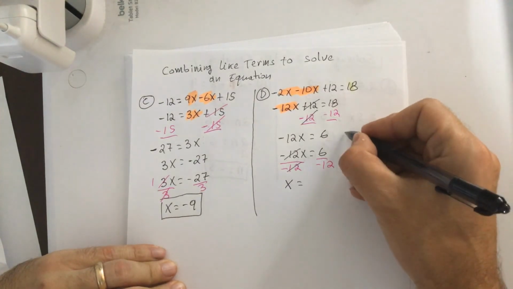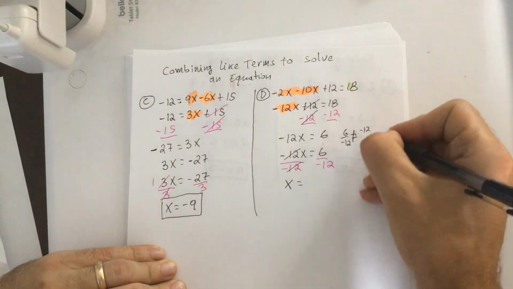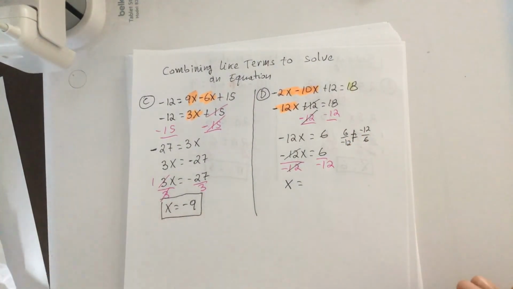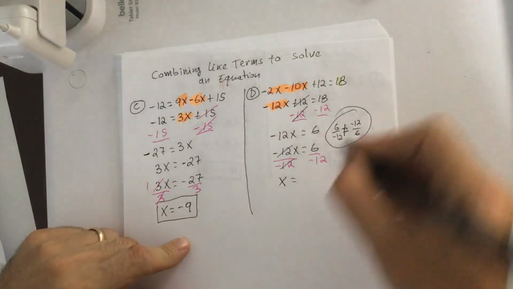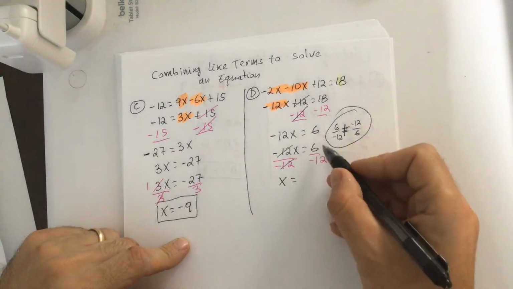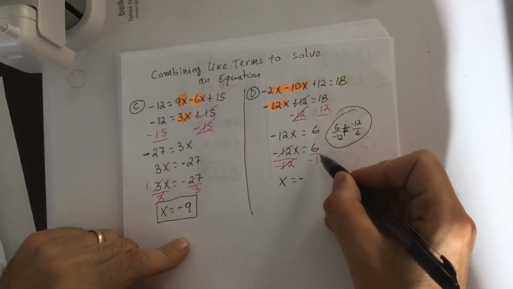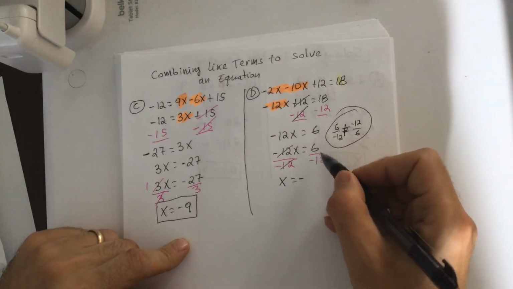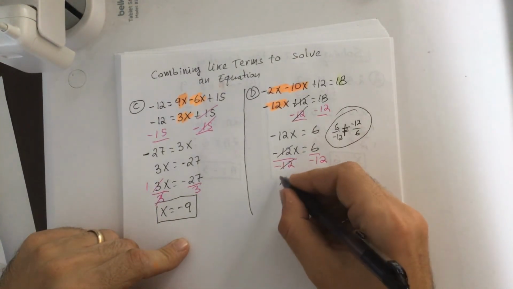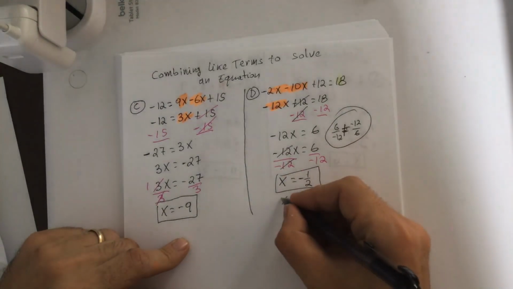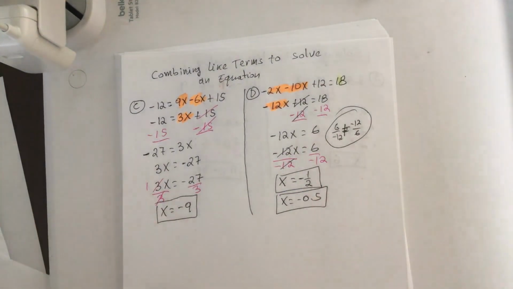6 over negative 12 is not equal to negative 12 over 6, okay? That is not equal. Careful, it's not equal to each other. 6 divided by negative 12 is negative 1/2. Because you divide both the numerator and the denominator by 6, you get a negative 1/2. You're simplifying the fraction. Okay, that's your answer. If you want it in decimal, that would be negative 0.5. Simple as that.